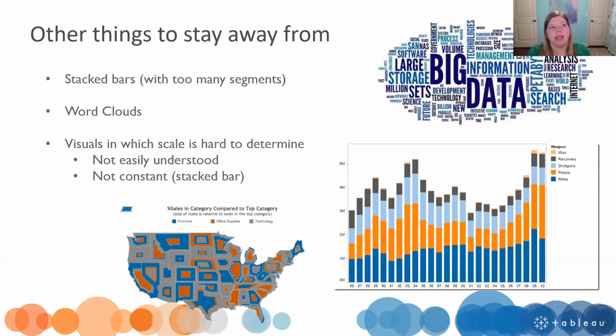And then a few other things to stay away from. So stacked bars that have a lot of segments. So typically 5 is about the maximum you want, and even that might be pushing it. Word clouds, they're good for some presentations if you want to show that, hey, consumer sentiment or something like that. But in general, they're not the best way of showing data. And then visuals where there's no scale to understand what it looks like, it's not constant, and even the one chart there's like 3 things all layered on top of each other, and it's really hard to understand what it's trying to convey.